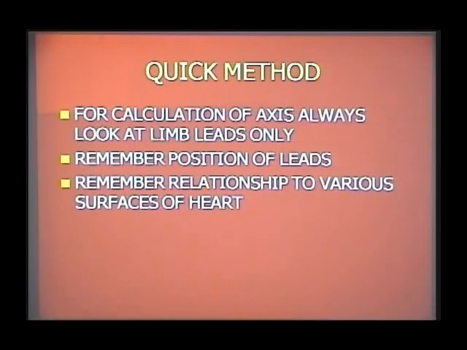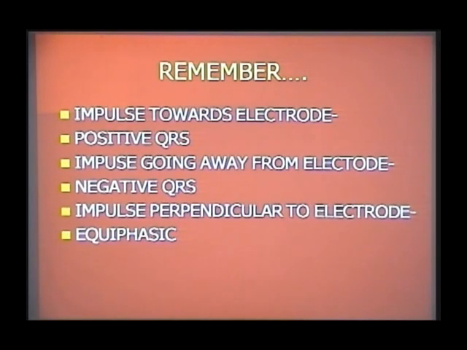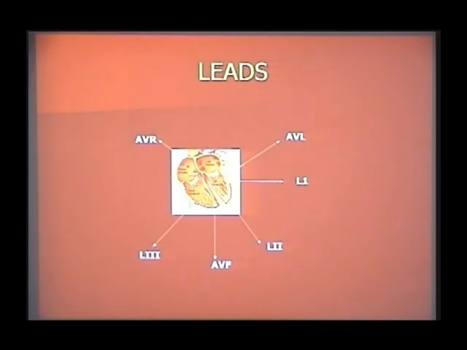So you have to look at the 6 limb leads, and for calculation of axis, you need not look at the chest leads now. Forget about the chest leads. Look at the 6 limb leads. Then remember the position of the leads. We'll recapitulate the position of leads, and remember the relationship of the various surfaces of the heart. Remember once again this important rule I told you: impulse coming towards an electrode, positive; going away, negative.